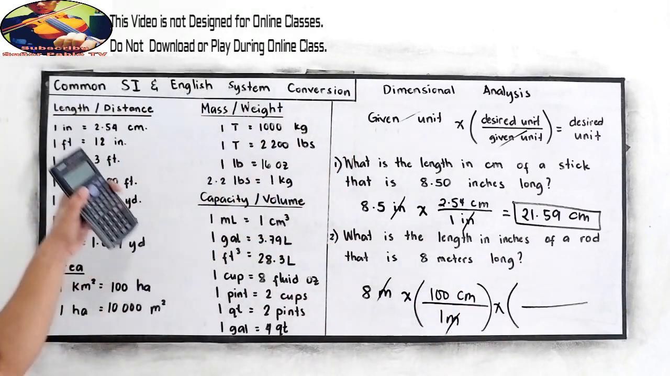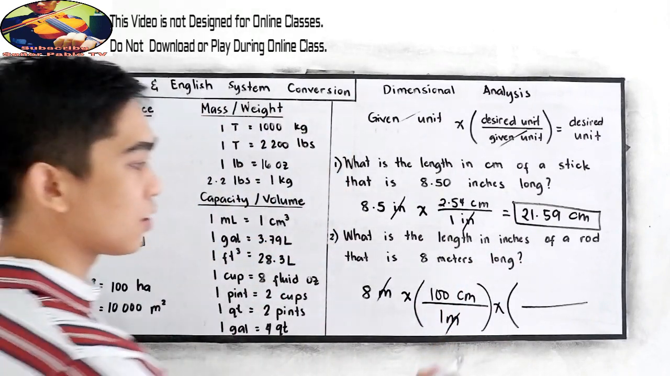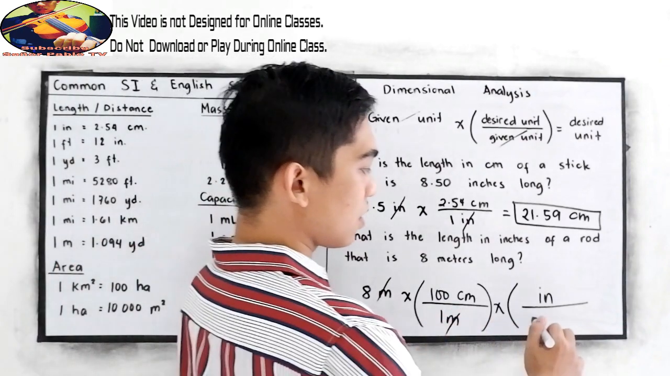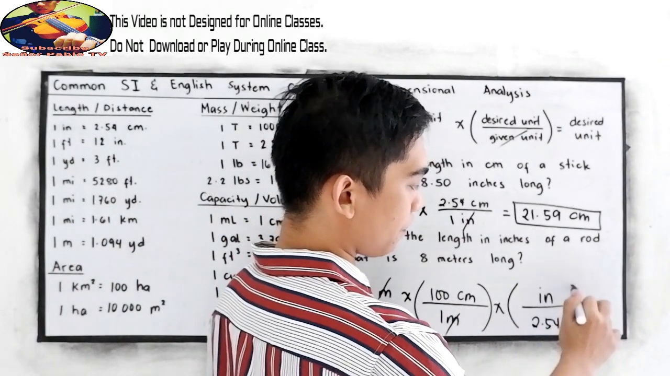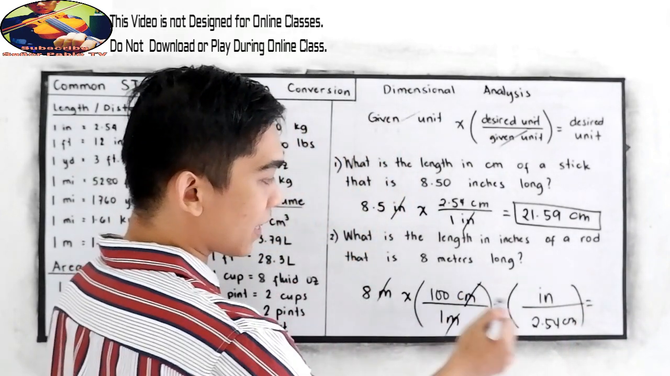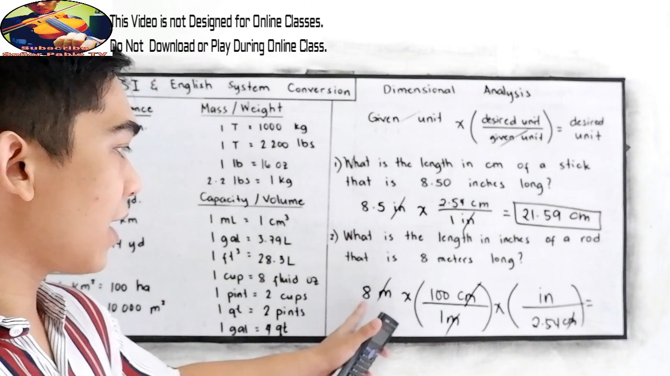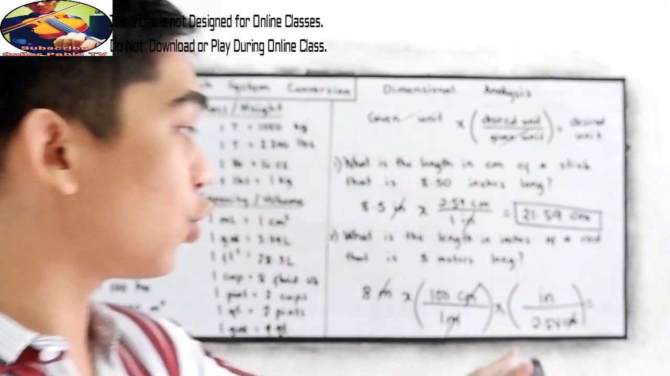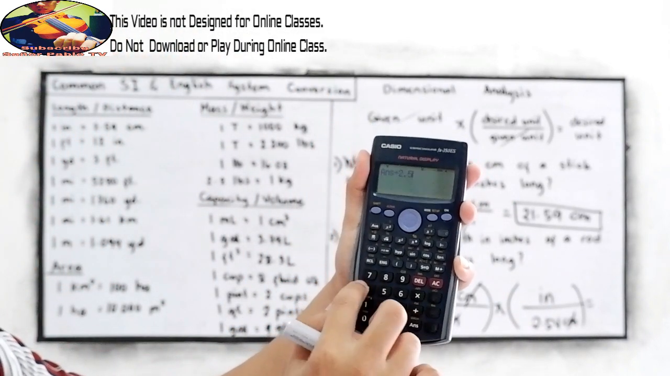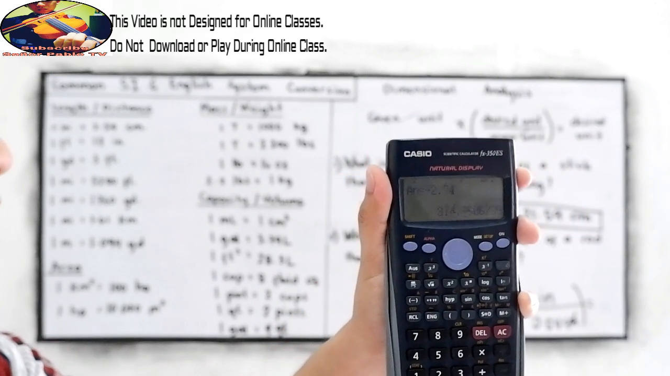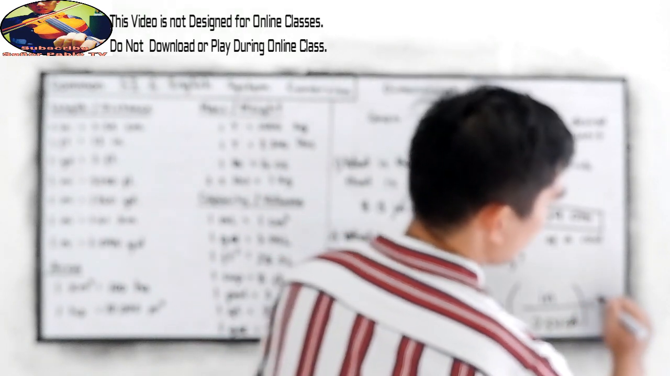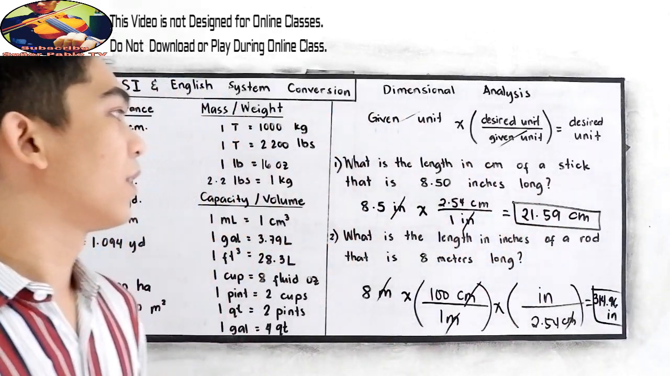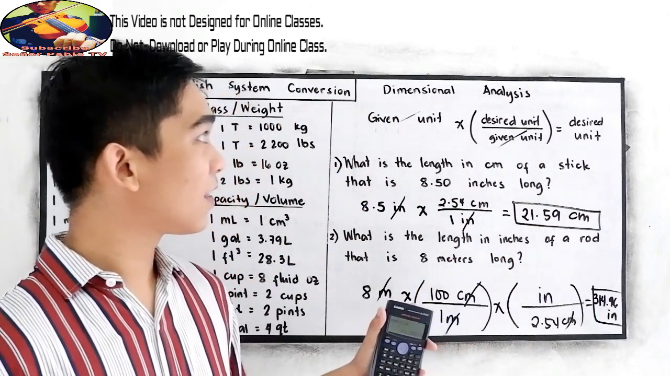Cm to inches now. The desired unit is inches. Inch, and in our conversion, that is 2.54 cm. So cm will be canceled out. Now, 8 times 100 divided by 2.54. That is 314.96. Our unit is inches. So, that is the dimensional analysis.